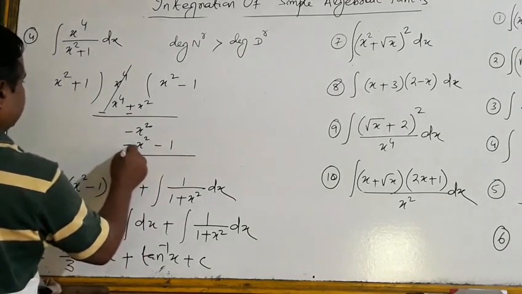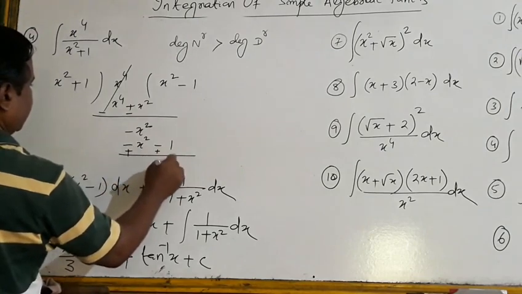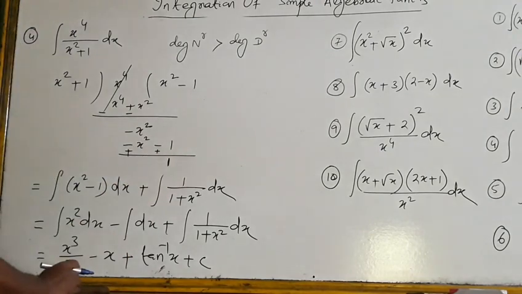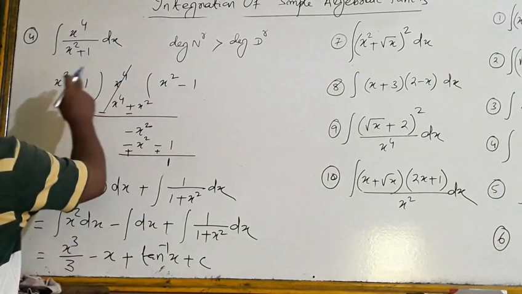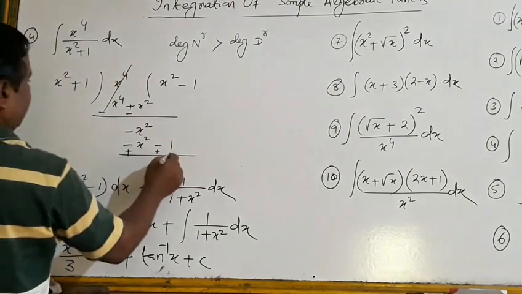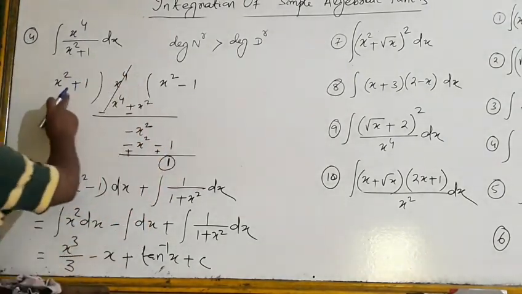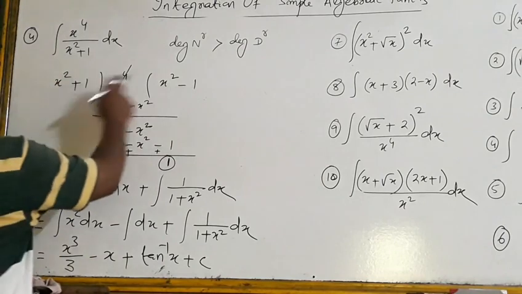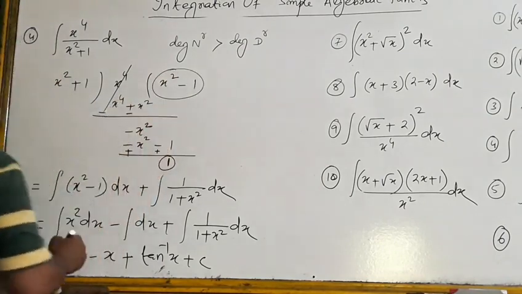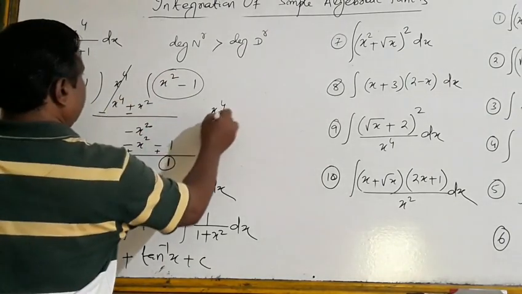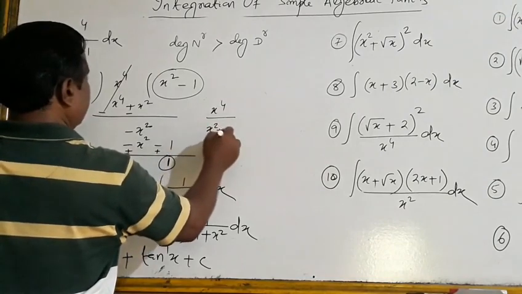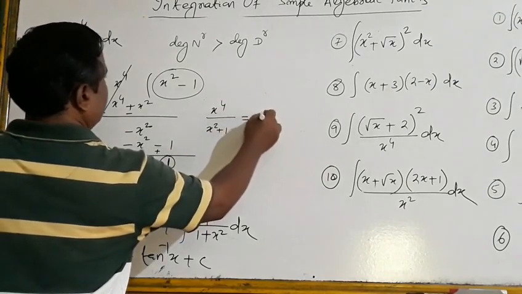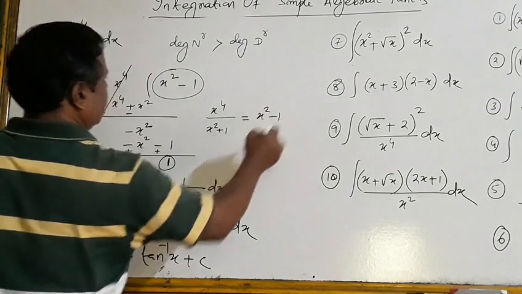And the result is plus 1. Look here. This is the remainder, 1. This is the quotient. This is the divisor. This is the quotient. And according to this formula, x⁴ by x² + 1 is equal to, what is this?